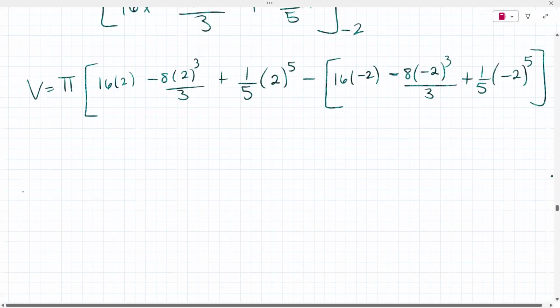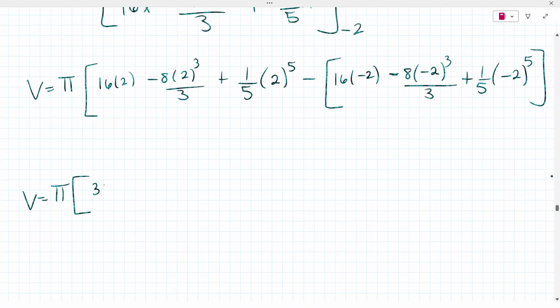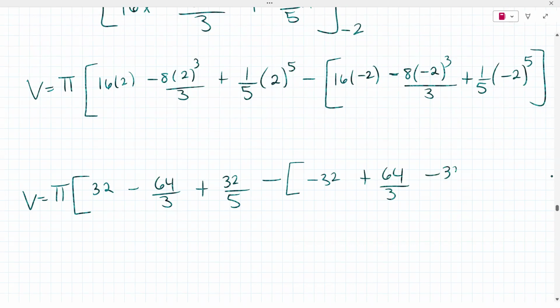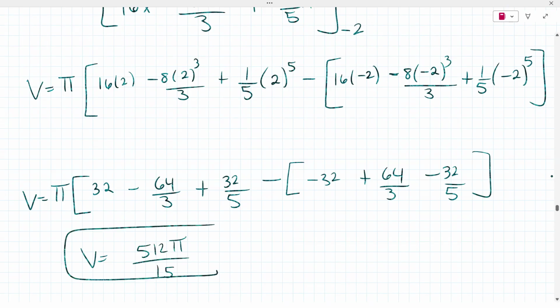So I get 32 minus 64 over 3 plus 32 over 5, minus, this is going to be negative 32 plus 64 over 3 minus 32 over 5. So when you put it all together, your volume should be 512 pi over 15. Okay, let's move on to example 8.